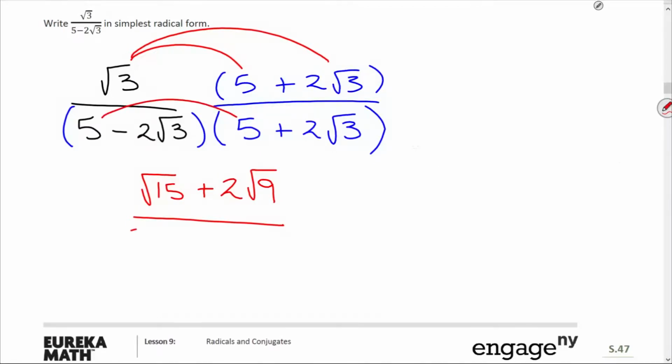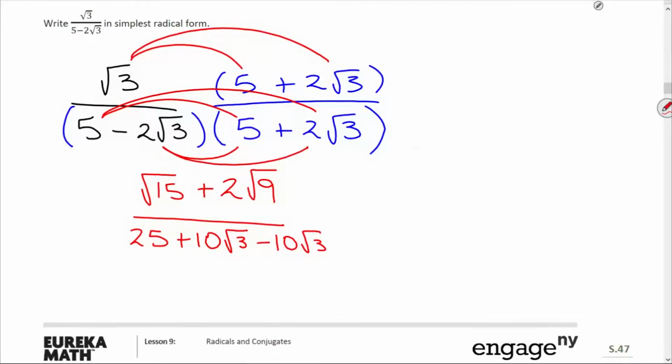5 times 5 is 25. 5 times 2 root 3, I'll multiply the whole numbers together and get positive 10. And then the radical, nothing there, times root 3 is root 3. And then this other term, negative 2 root 3 times 5 is negative 10, the whole numbers together, and then the root 3. And then a negative times a positive is a negative. I'll multiply the whole numbers together. 2 times 2 is 4. And multiply the radicals together. Root 3 times root 3 is root 9.